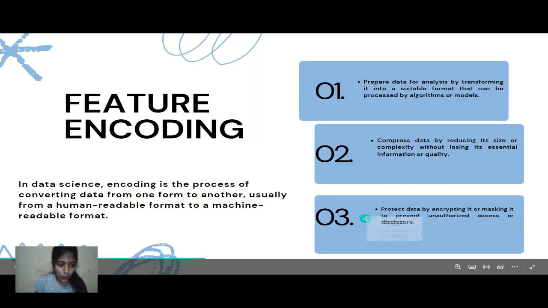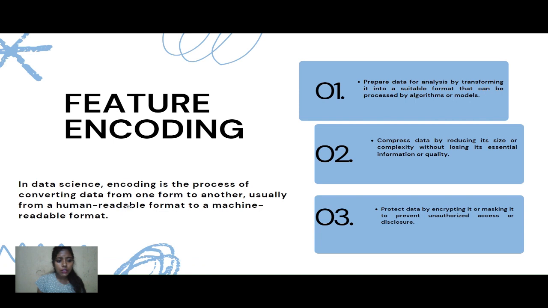Next, feature encoding. In data science, encoding is the process of converting data from one form into another. Usually, it's from the human readable format to the machine readable format. So first, it prepares the data for analysis by transforming it into a suitable format that can be processed by algorithms or models.